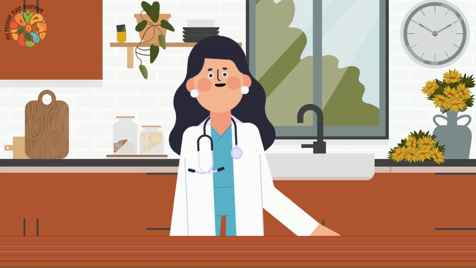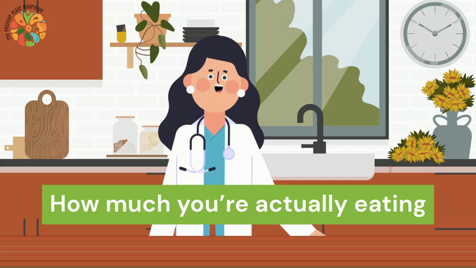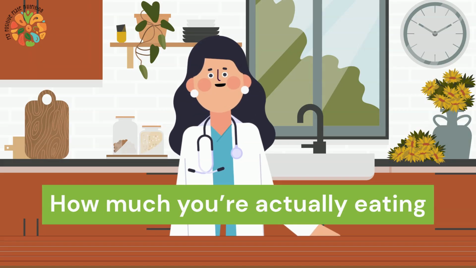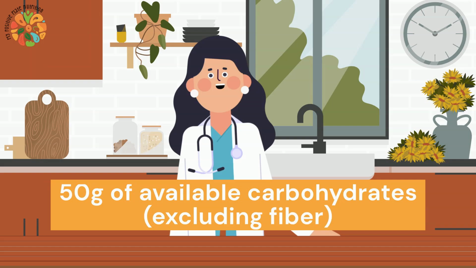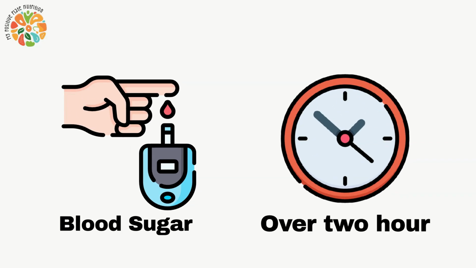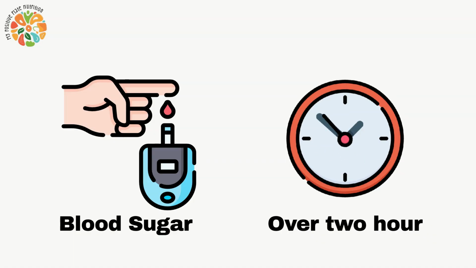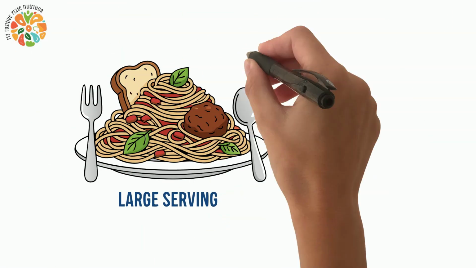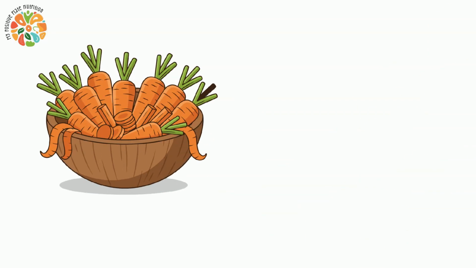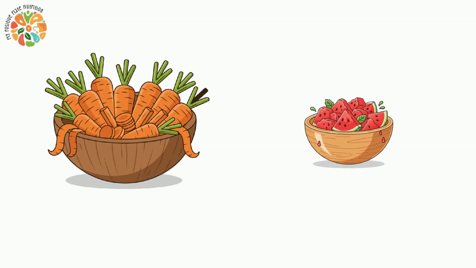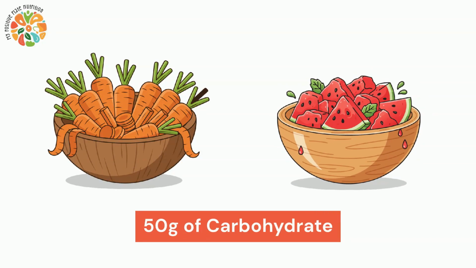But glycemic index doesn't tell you how much you're actually eating. It's based on a fixed amount of carbs, not a normal serving. The GI of a food is determined by feeding people enough of the food to provide 50 grams of available carbohydrates, excluding fiber, and then measuring blood sugar response over 2 hours. The standard 50-gram carb portion used for GI testing can be much larger or smaller than typical servings. For example, you would need to eat an unrealistically large amount of carrots or watermelon to reach 50 grams of carbohydrate, making the GI value misleading in real life.